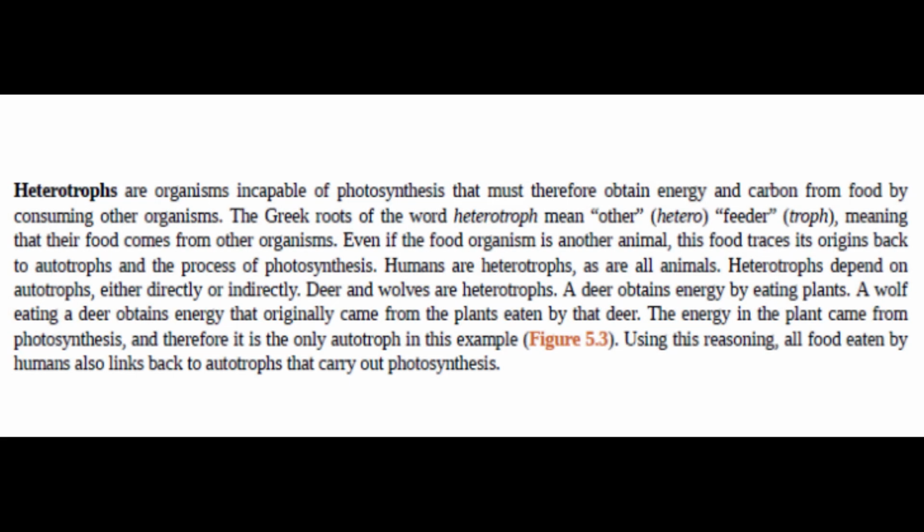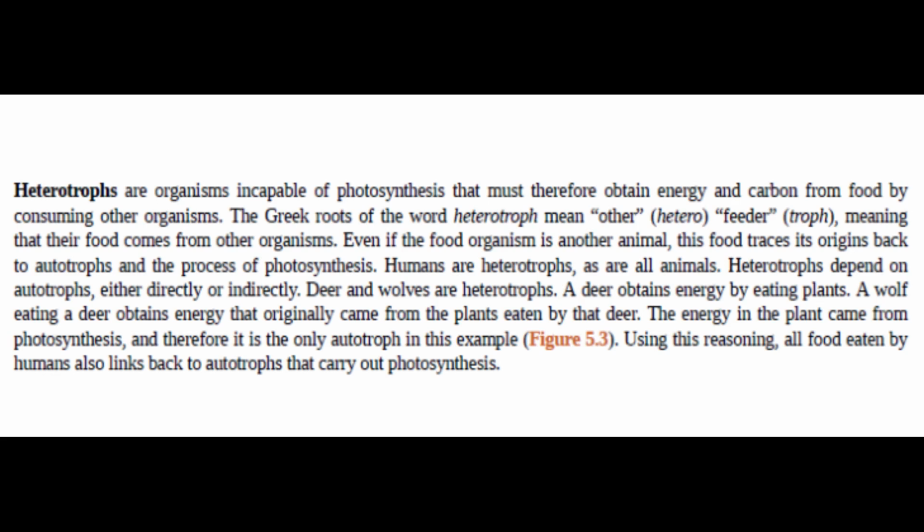Heterotrophs are organisms incapable of photosynthesis that must therefore obtain energy and carbon from food by consuming other organisms. The Greek roots of the word heterotroph mean other, hetero, and feeder, troph, meaning that their food comes from other organisms. Even if the food organism is another animal, this food traces its origins back to autotrophs and the process of photosynthesis. Humans are heterotrophs, as are all animals. Heterotrophs depend on autotrophs either directly or indirectly.